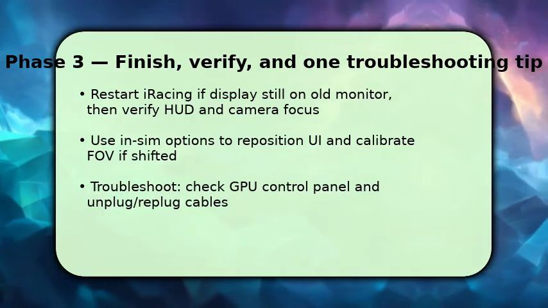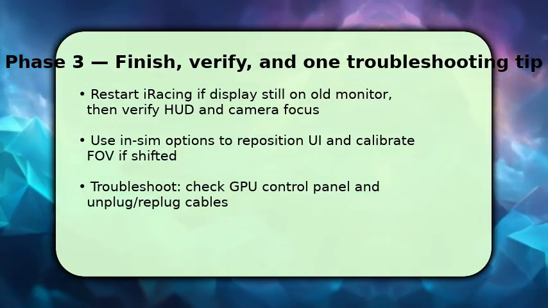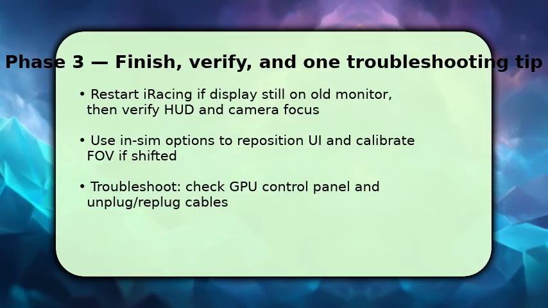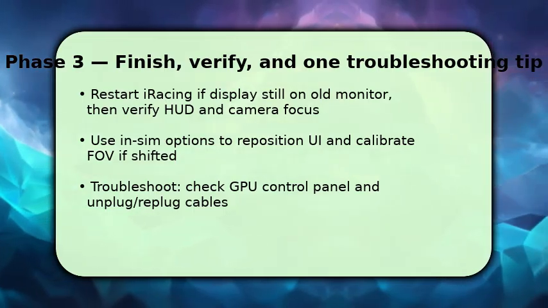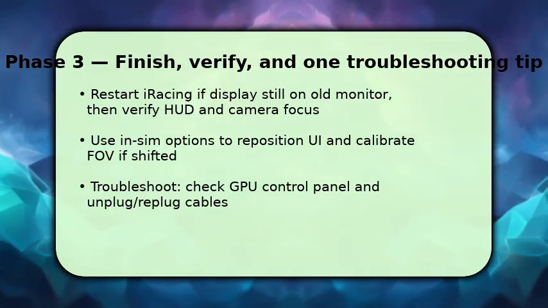If the sim still uses the wrong screen, open your GPU control panel and assign the game to the correct GPU output, or unplug and replug the cables in the desired port. This often resolves stubborn monitor index conflicts.